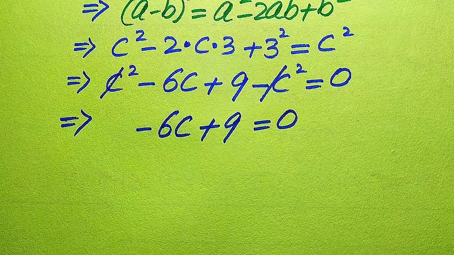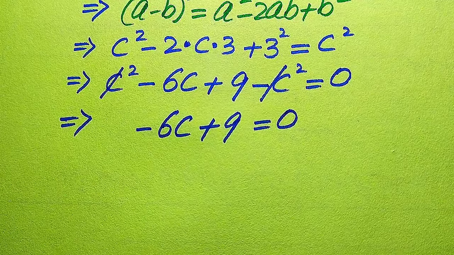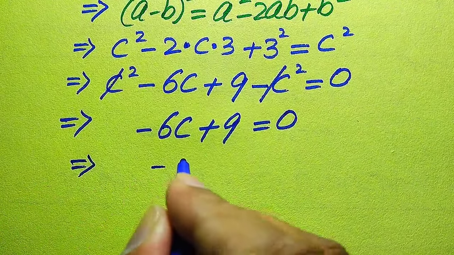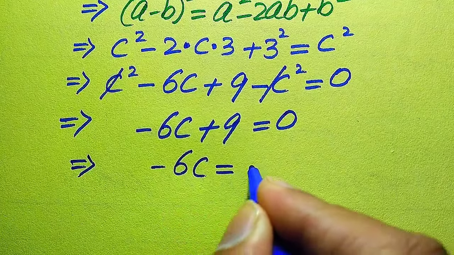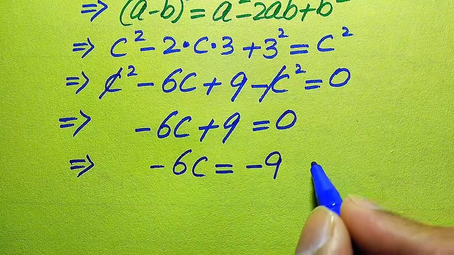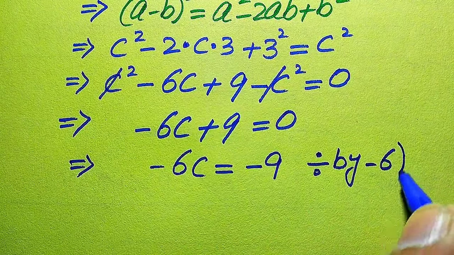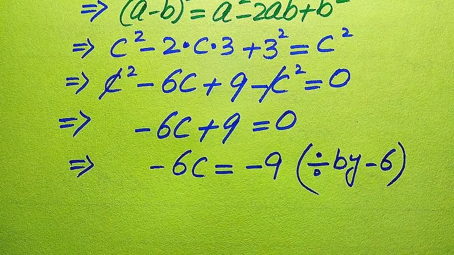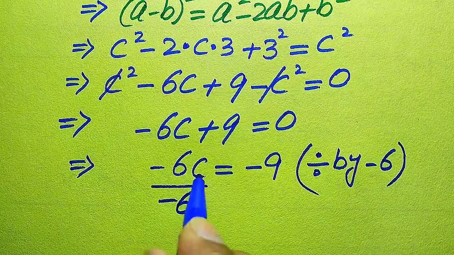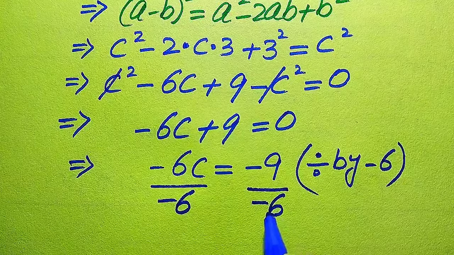And further in the next step we need to find the value of c. So for the value of c, first we need to move this plus 9 to the right hand side, and it becomes minus 6c is equal to minus 9. And for the value of c we need to remove this minus 6 from the left hand side, and for this we divide both of the sides by minus 6. So when we divide both of the sides by minus 6, it will be written as minus 6c divided by minus 6 is equal to minus 9 divided by minus 6.